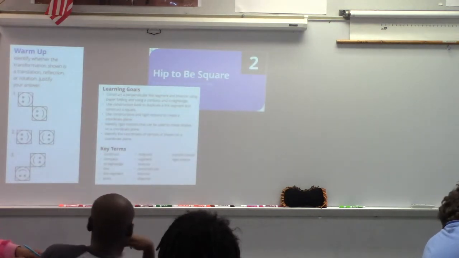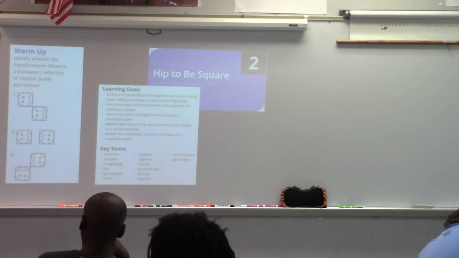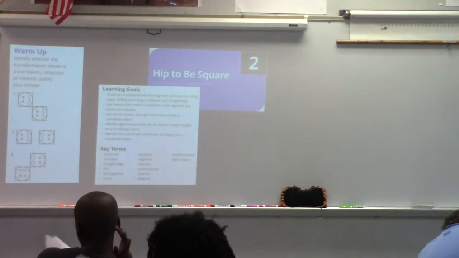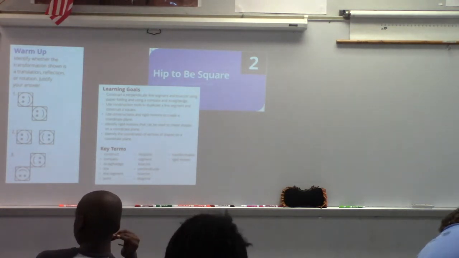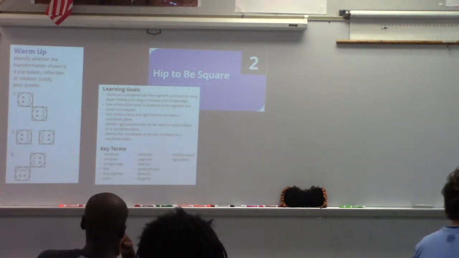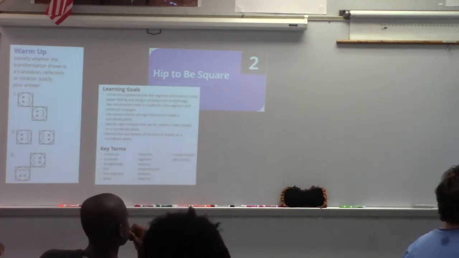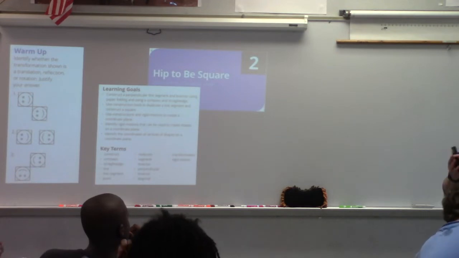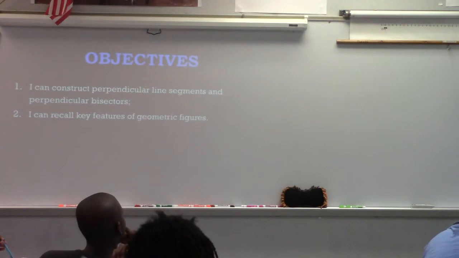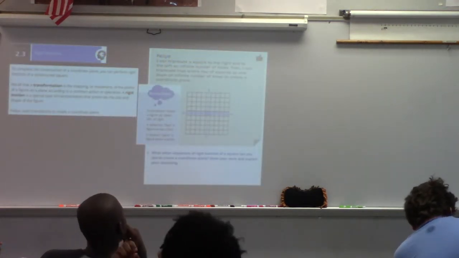All right. So, lesson two, hip to be square. I know that's been a bit of a struggle up to this point. I will remind you on assessments, you'll have to create perpendicular lines. You will have to duplicate line segments. If you need to borrow a compass, let me know and I'll let you borrow it and take it home and practice with it. But right now, we are on activity 2.3.